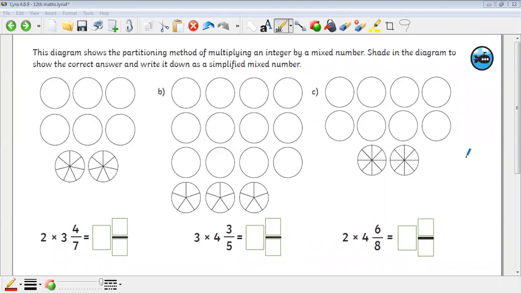Hi guys, just going to go through the maths one today. Hopefully it will help you if you've got a little bit stuck. So we've got to use these diagrams to help us solve these problems.